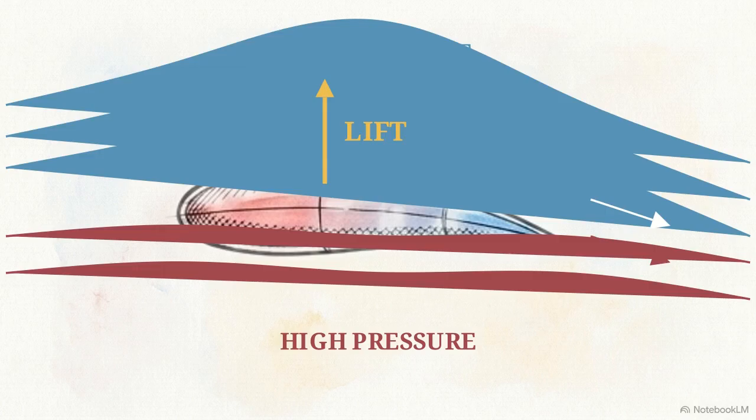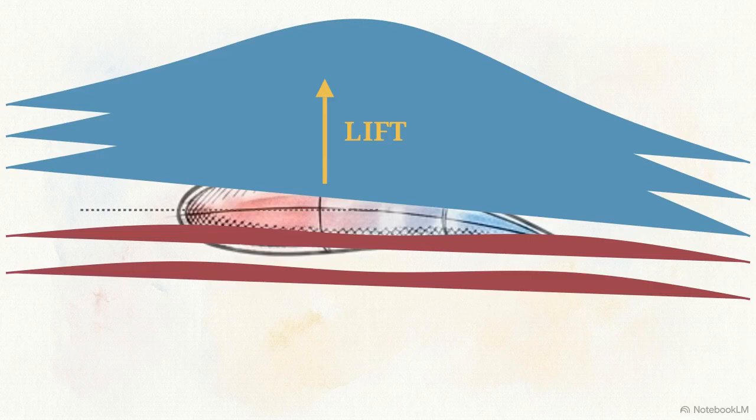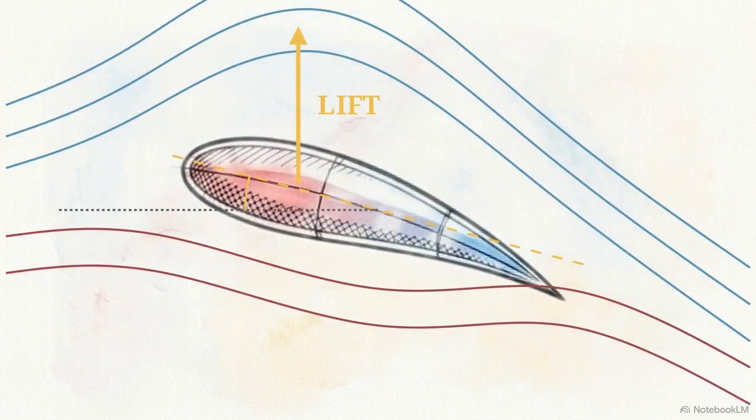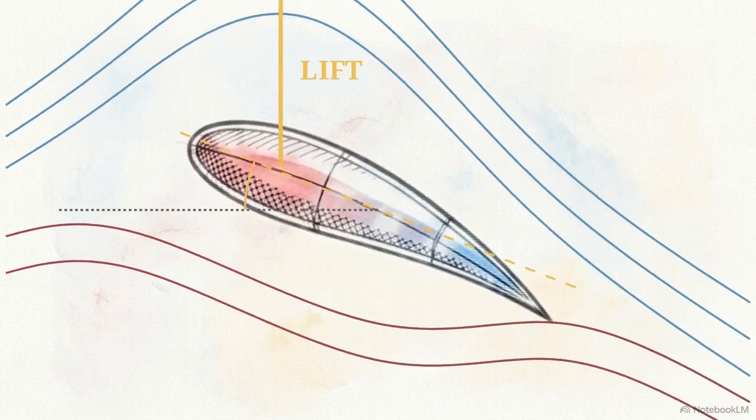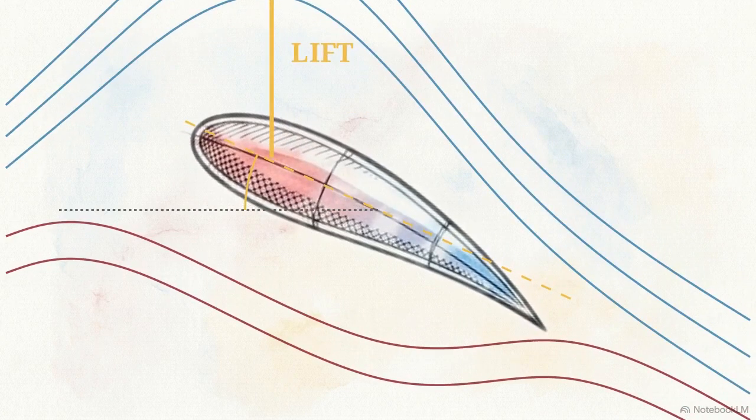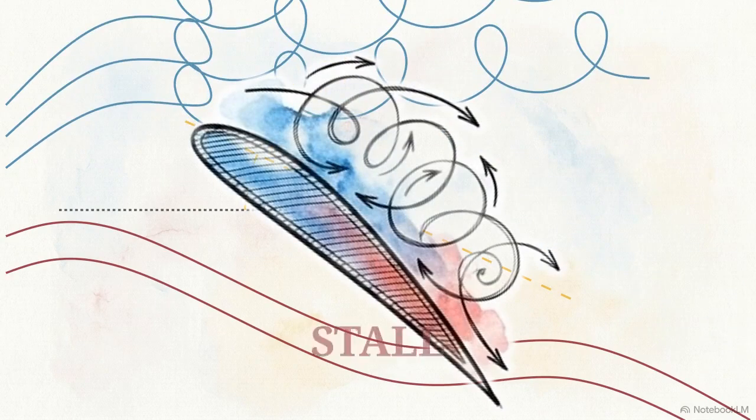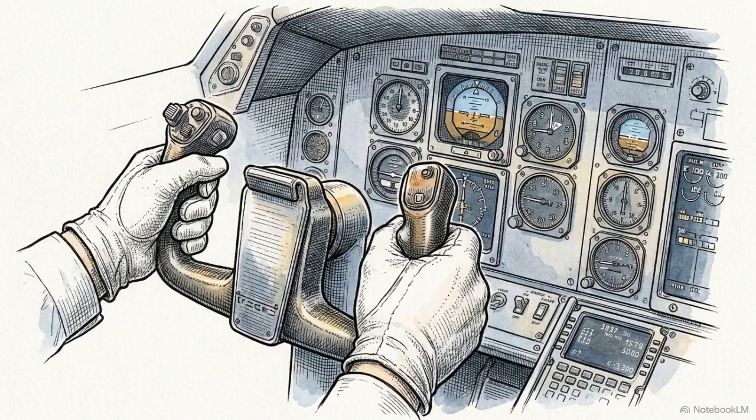Pilots can manipulate these forces by changing the wing's angle of attack. This is the angle between the wing's chord line, an imaginary line from its front to back, and the oncoming airflow. Pitching the wing upward increases the lift, but there is a strict mechanical limit. If that angle increases past a critical point, the air can no longer smoothly follow the upper curve. The airflow violently separates from the wing, resulting in a sudden, dangerous loss of lift called a stall.